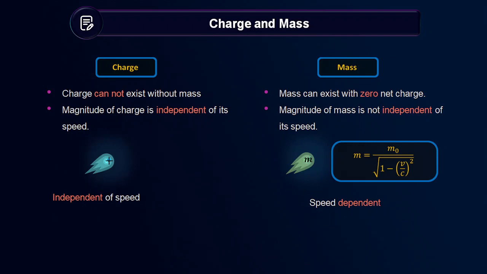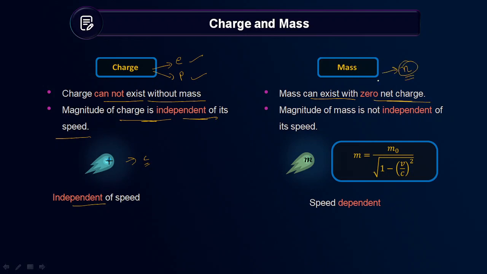Next, charge cannot exist without mass, because we know that charged particles are electron and proton. So both electron and proton have mass. So charge cannot exist without mass, and magnitude of charge is independent of its speed. Suppose the charged particle is moving with some speed almost equal to the speed of light. In that case also the value of charge will be the same. But mass can exist with zero net charge, like we know neutron, there is no charge, so net charge will be zero, or neutral bodies.